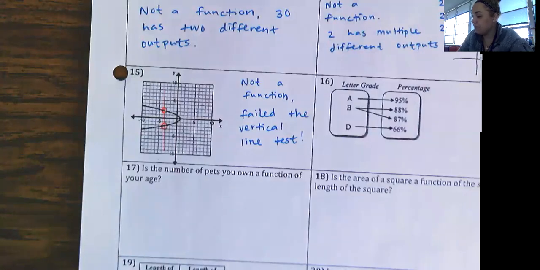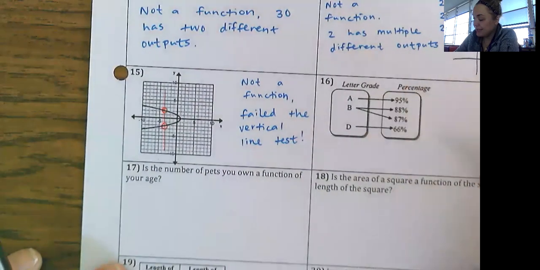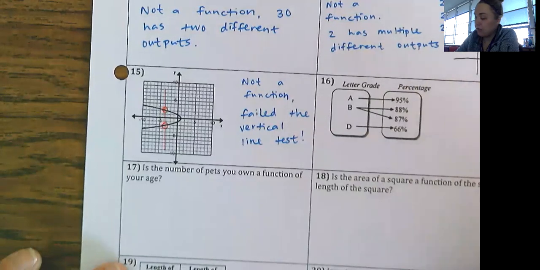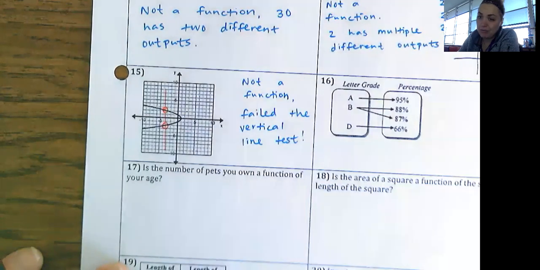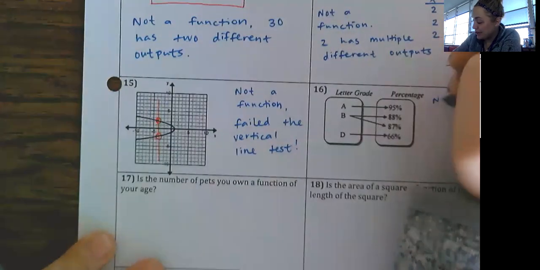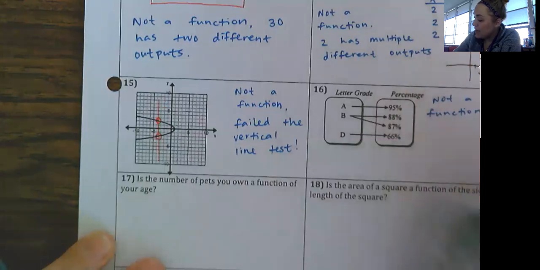All right, on problem number 16. A, the input has 95 as its output. So far, it looks good because the input has one output. But then when I go to B, B has an output of 88 and also an output of 87. This is not a function. I didn't even have to check C, by the way.